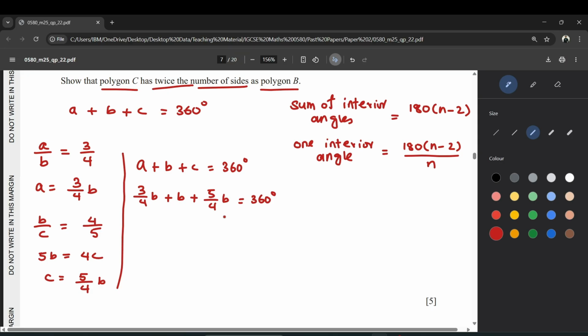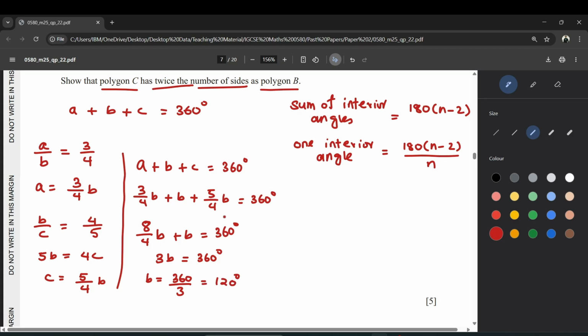Okay. Now, if I add 3 over 4B plus 5 over 4B, you can see that they have the same denominator. So I can directly add them up. So that means 3 plus 5 will be 8. So 8 over 4B plus B equals 360 degrees. This becomes 2B plus B. So that is 3B equals 360 degrees. Therefore, B is equal to 360 divided by 3, which is 120 degrees.